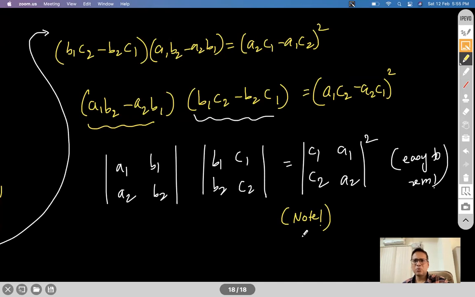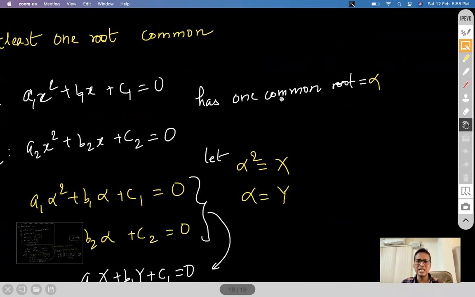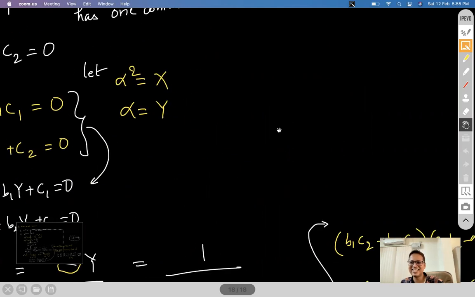Now, many people ask me, sir, why do you say at least one root common? Isn't it only exactly one root common? See, if you look at the derivation, in the derivation, I did not talk about the other root. I've just taken one root to be common and I started with it. Even if other root is common, the same procedure will be followed, no? Right?